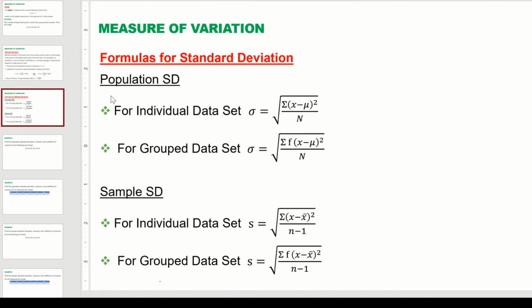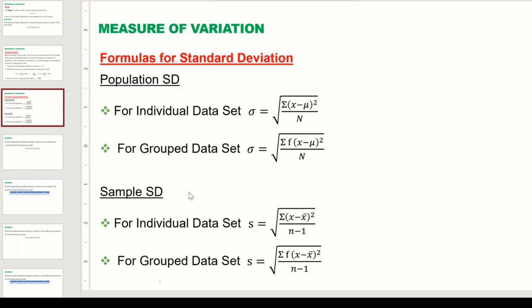Okay, let's look at some formulas that we use in the calculation of standard deviation. First, the population standard deviation. What are the formulas for population standard deviation? If it is the individual series, this is the formula that we use: sigma equals the square root of the sum of (x minus mean) squared over n. And if it is for the group data, sigma is equal to the square root of the sum of f times (x minus mean) squared over n. N is the population size.